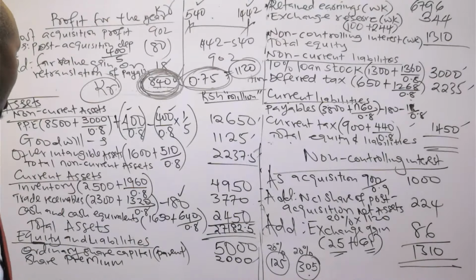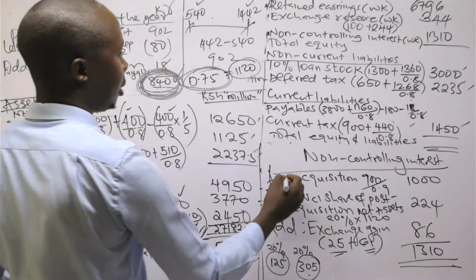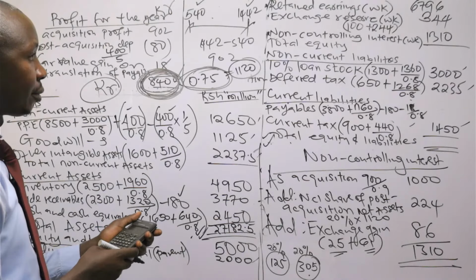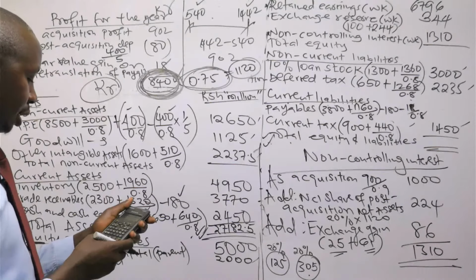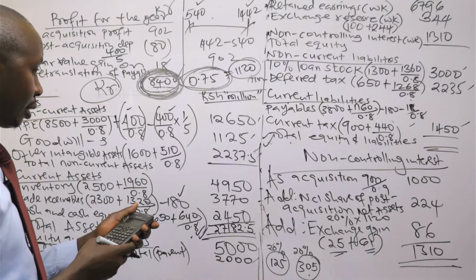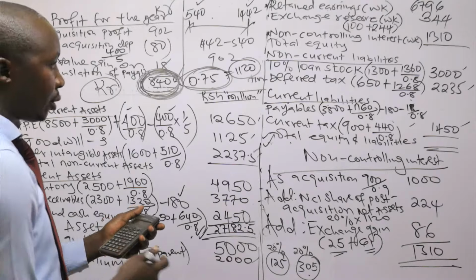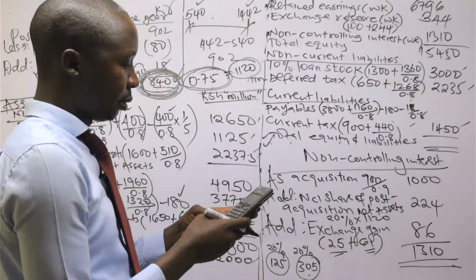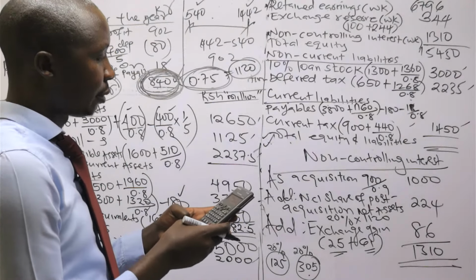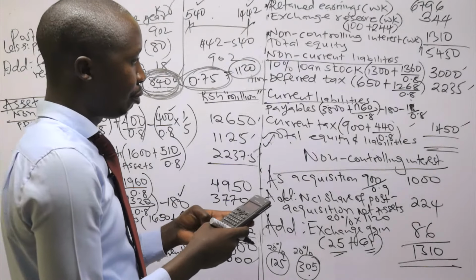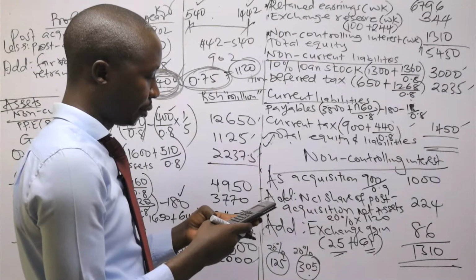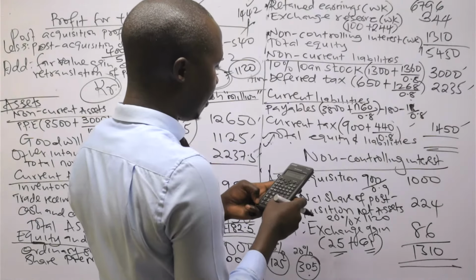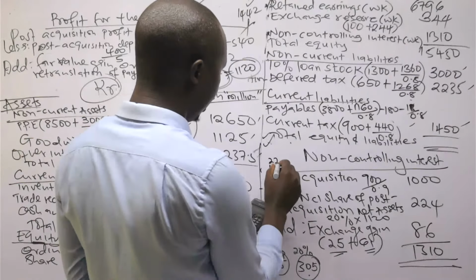So let's check if it's balancing. If we have the total assets and the total equity and liabilities being equal. So 5,000 plus 2,000 plus 6796 plus 344 plus 1310. So up to this point we have 15,450 plus 3,000 plus 2235 plus 1450. Remember that we need to determine this plus. So by now I have 22,135.